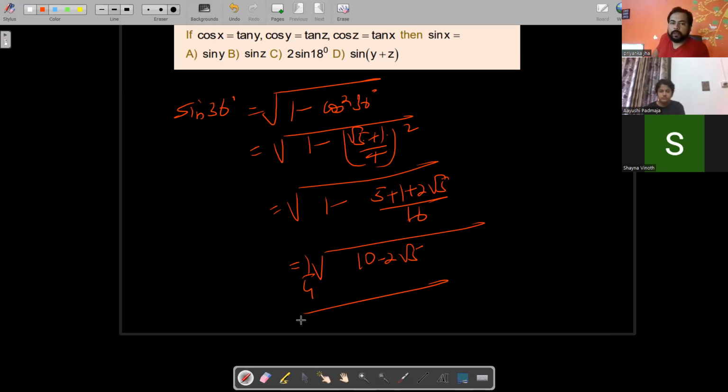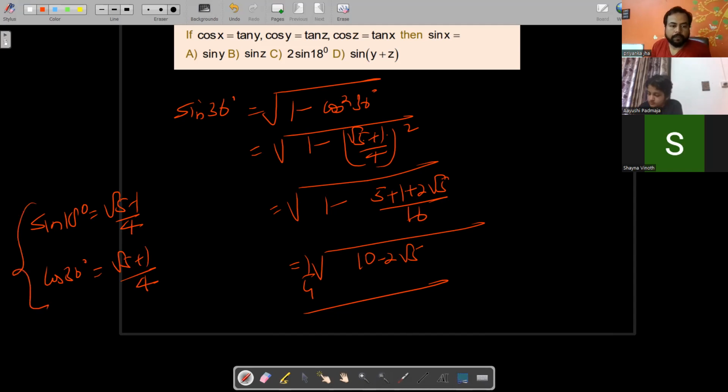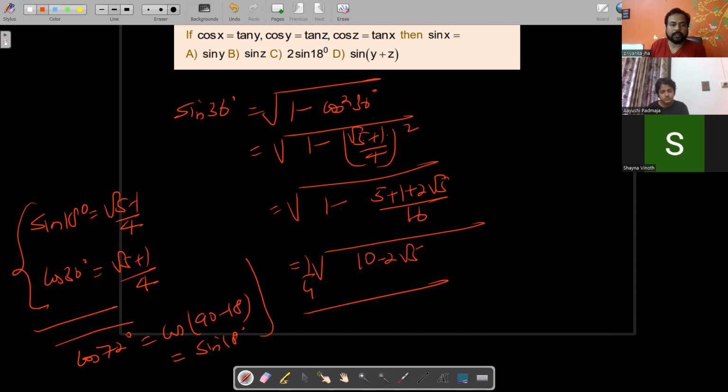But this you don't have to remember. And this same is the value of cos 18, I think, something like that. You don't have to remember this thing. You just have to remember sine 18 degree, that is root 5 minus 1 upon 4, and cos 36, that is root 5 plus 1 by 4. With the help of these two values, you can find any value. Suppose you want to find cos 72 degree. So you can write this as cos of 90 minus 18, so it is equivalent to sine 18. And this is the value of sine 18. So cos 72 will have the same value.